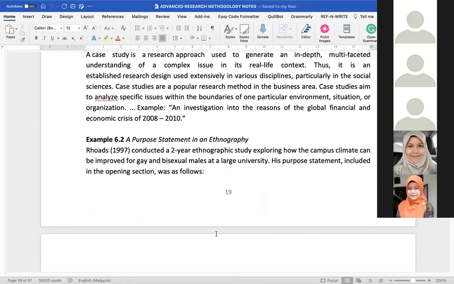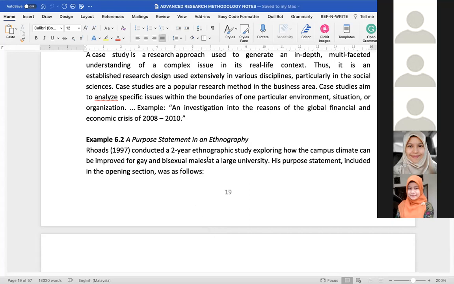This is a purpose statement in an ethnography. Ethnography is a type of qualitative study designed to study about the ethnics, or about the phenomena of a certain race or a certain group of people. Rhodes 1997 conducted a 2-year ethnographic study exploring how the campus climate can be improved for gay and bisexual males.